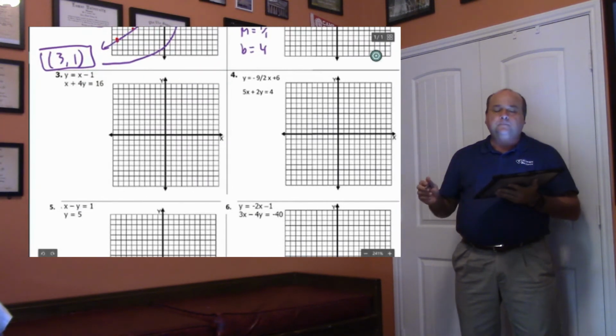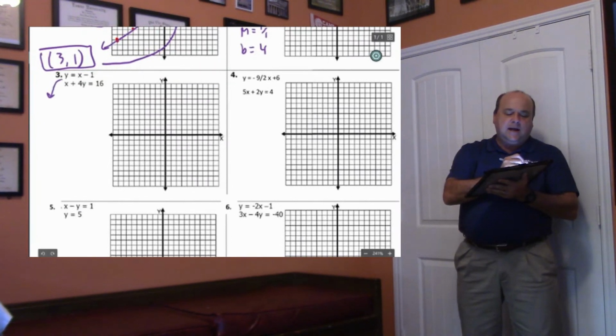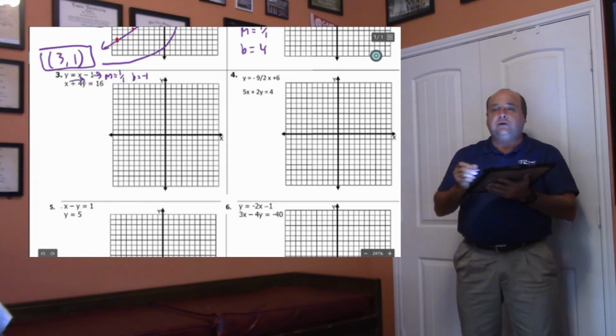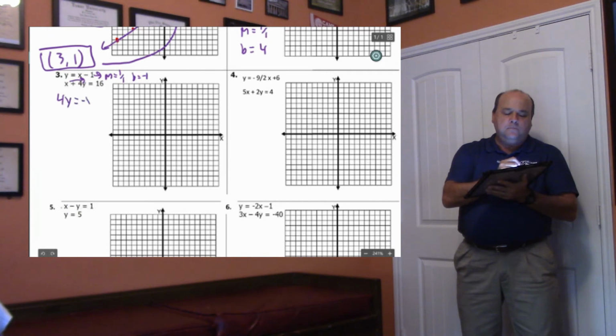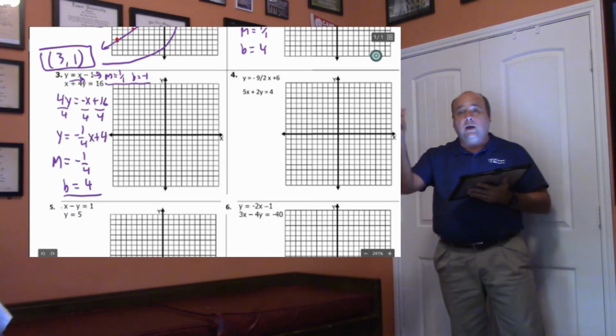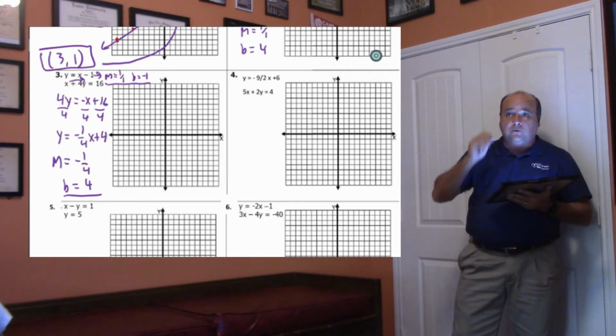Let's go to number 3. Number 3, this line, let me do it over here. The slope is 1 over 1, and my y-intercept's -1. It's in the right order. On this one here, I'm going to have to switch it. So the x is going to go to the right, and then I'm going to divide by 4, aren't I? So y equals -1 over 4x plus 4, right? That means my slope is -1 over 4, and my y-intercept's 4. So I need to graph these two lines, don't I? And I will let you do that on your own. You should be able to graph those lines.